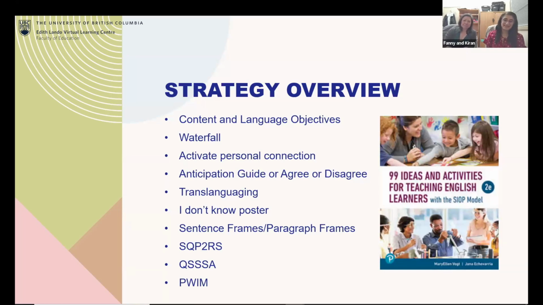The next one that we highlighted was the I don't know poster. A great way to lower the affective filter in the classroom while still keeping the expectations of learning quite high for students. It's not an I don't know what I'm going to get out of answering this question. It's providing students with an answer that they can say that's going to encourage them to then do some more learning, ask around, look around, read around, and then come back to you later with an answer.